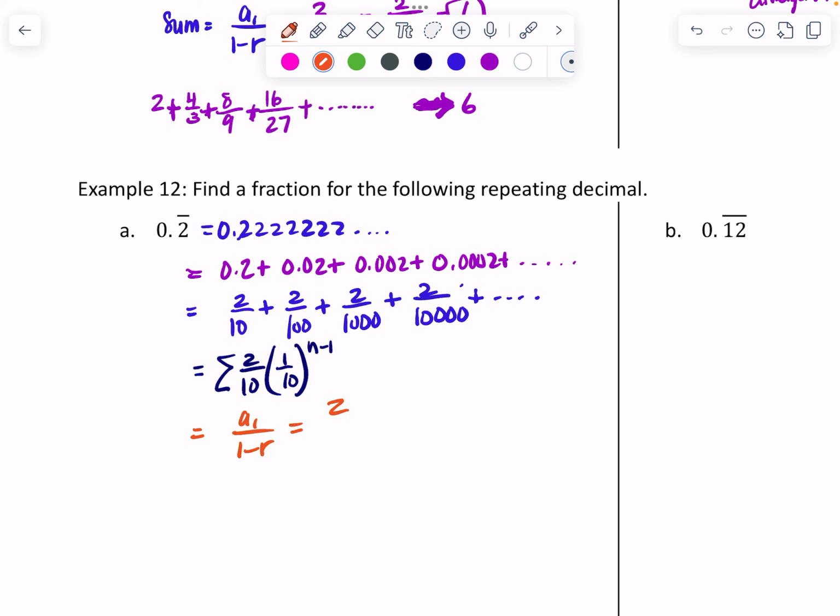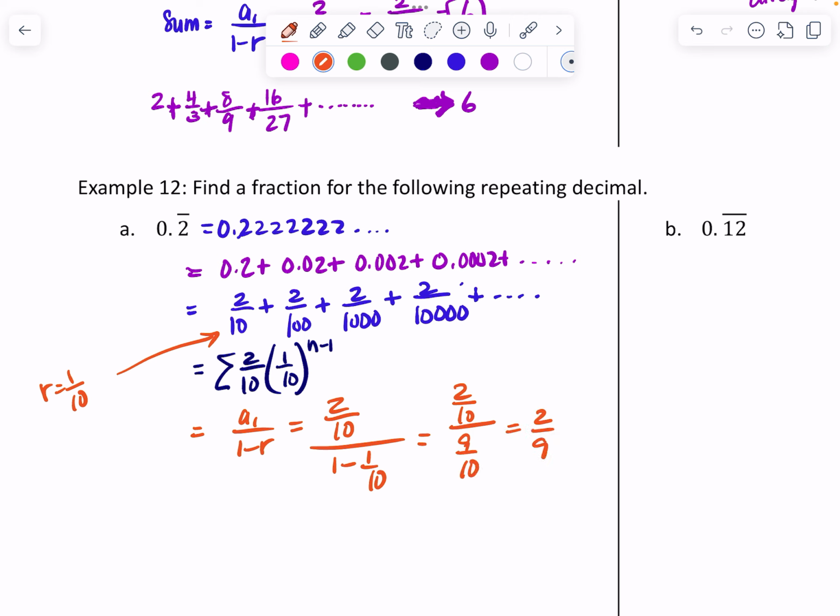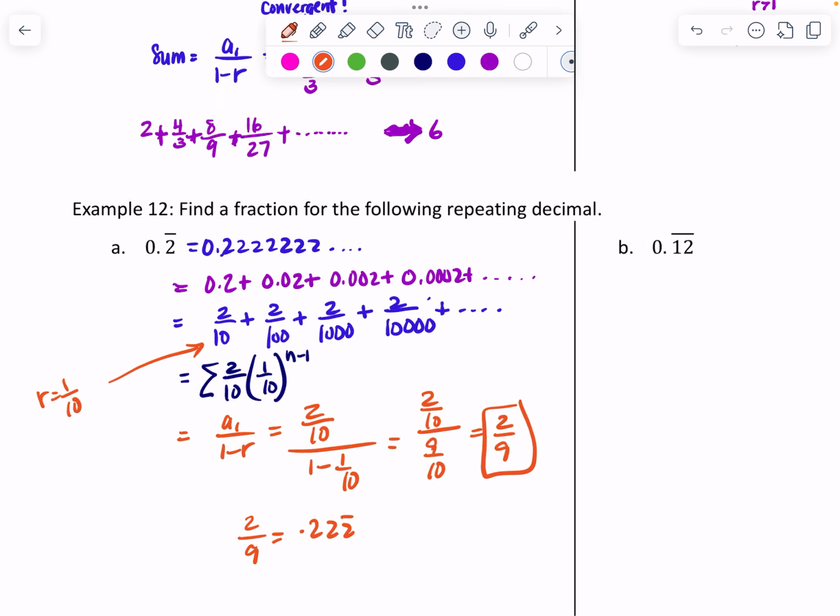Well, what's the first term? 2 over 10. What's the ratio? R here for the series is 1/10, because we're multiplying by 1/10 every time. So that is 2/10 over 9/10. The 10s cancel, so 2/9. Here's the fractional value of this. You can plug this in the calculator, and this is 0.2222 repeating forever.